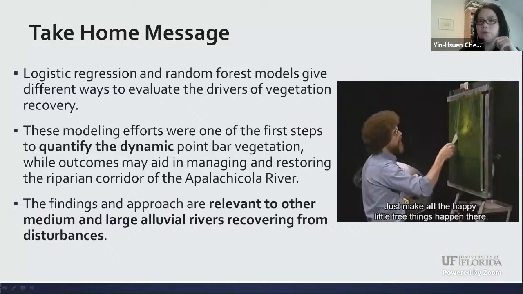So these modeling efforts were just one of the first steps to quantify the dynamic point bar vegetation succession. And this outcome, hopefully, might help in managing and restoring the riparian corridor of the Apalachicola River, or even other rivers in a similar situation. One example is, if we can maintain a forest riparian corridor, it will help the ecosystem, I mean, the entire river, in a better situation.